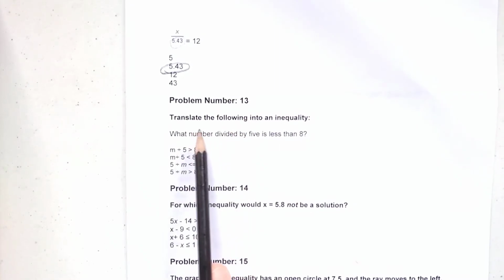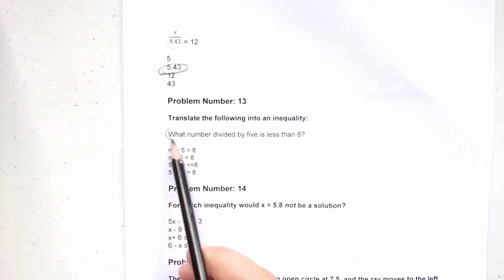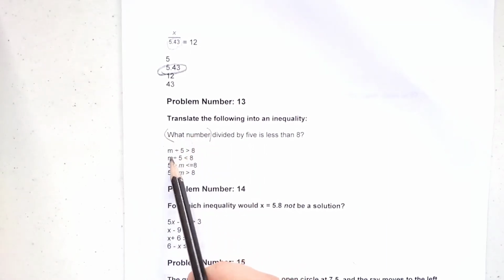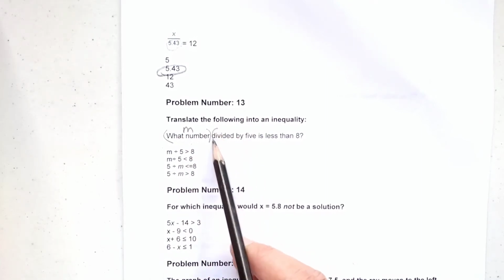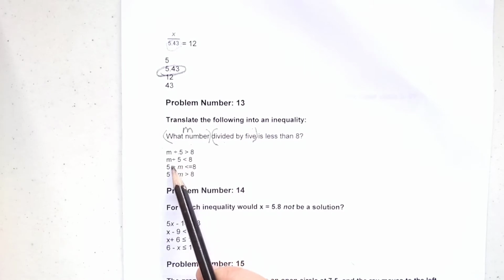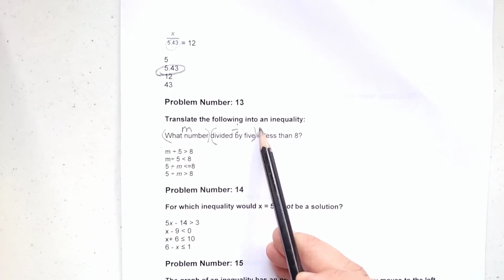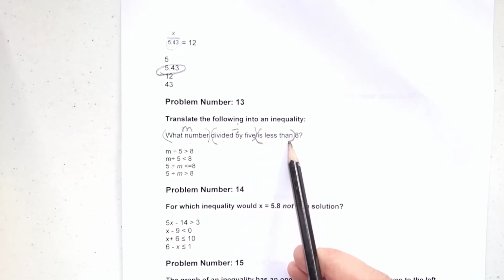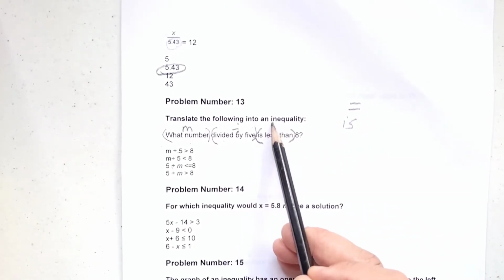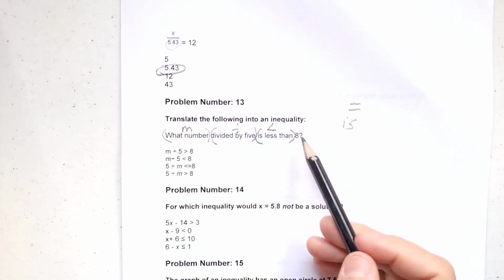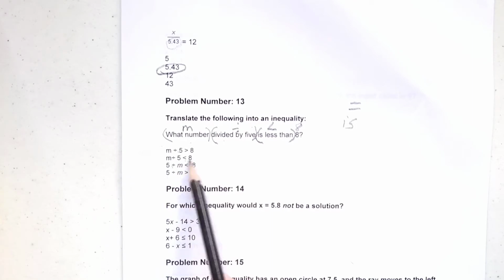Problem number 13, translate the following into an inequality. What number, so what number would be a variable, which it looks like they're using the letter M for their variable here, divided by 5, and they're also using the division sign this time, not that fraction bar sign, is less than. Is less than is different than just is. Is, you would use an equal sign. Is less than, you would use this arrow right here. 8. So M divided by 5 is less than 8 right here.